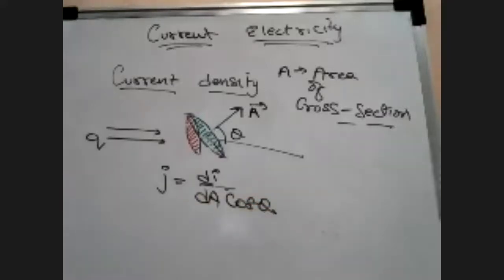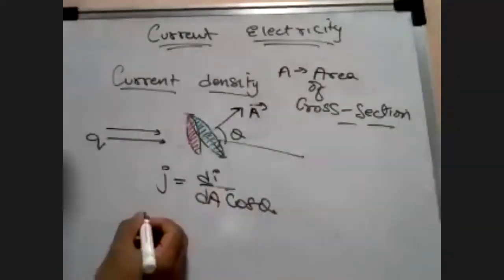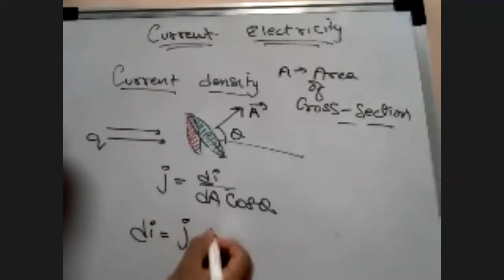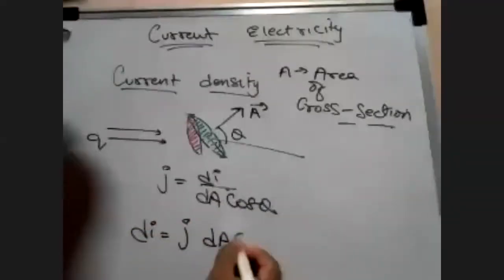Okay. Small things like this are very understandable. There should not be any doubt. If you have a doubt, please let me know. Now, since we have understood this, what can I derive from this? Can I derive the expression of current in terms of current density and area vector? Yes, I can. I can rearrange the terms. I can write di is going to be j into dA cos theta.